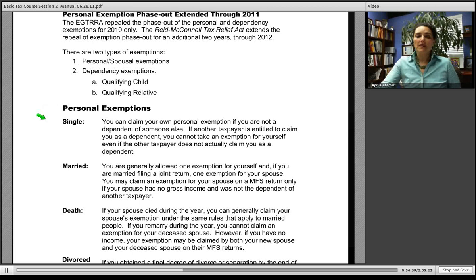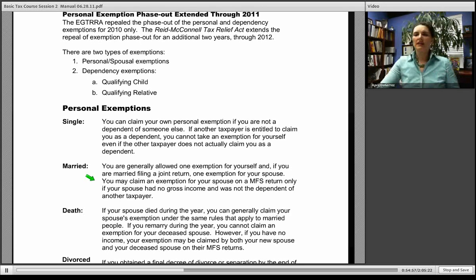Married. You are generally allowed one exemption for yourself, and if you are married filing a joint return, one exemption for your spouse. You may claim an exemption for your spouse on a married filing separate return only if your spouse had no gross income and was not the dependent of another taxpayer.